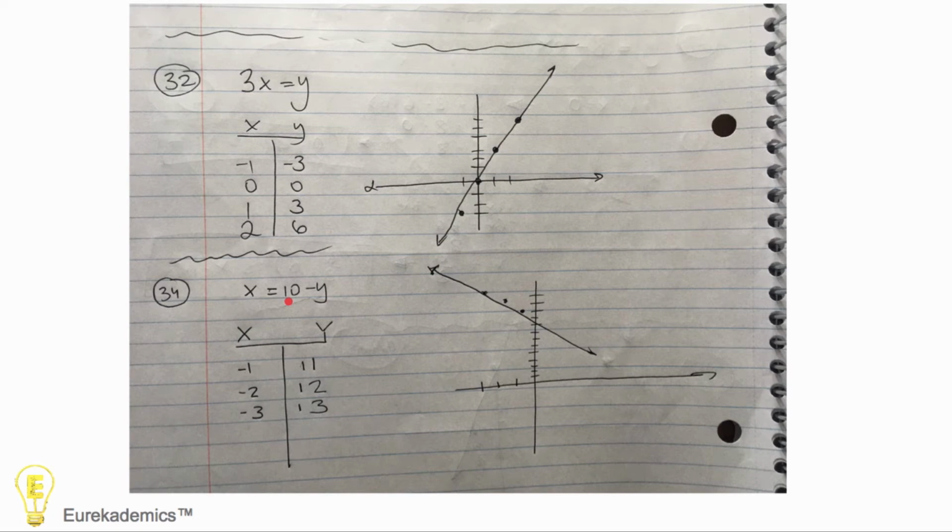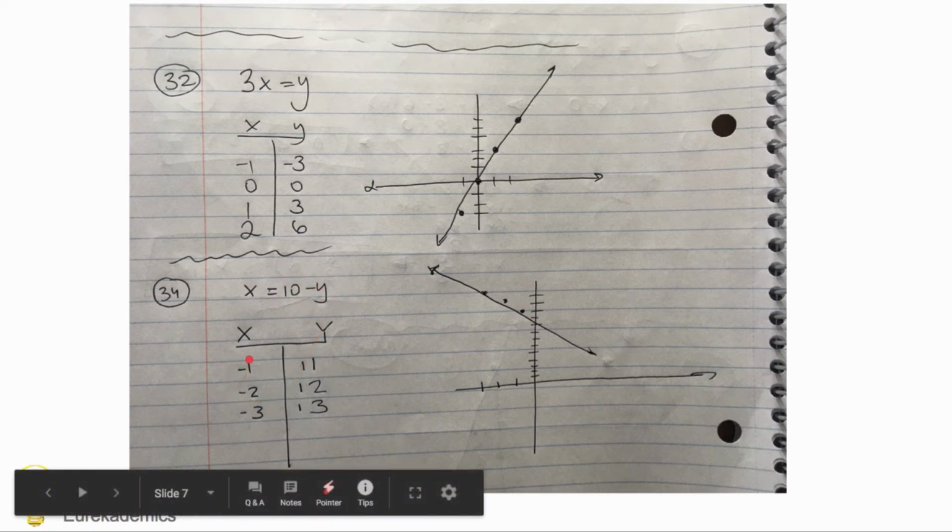10 minus 11 is negative 1. Think about it. Because you have $10 and you have to spend 11 to be in negative 1. Well, how much do you have to spend to owe me $2, or negative 2? Well, that would be 12.